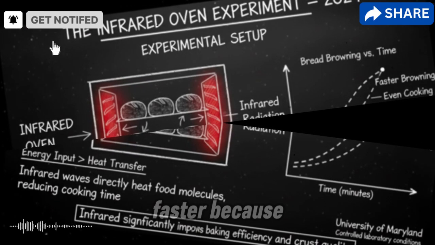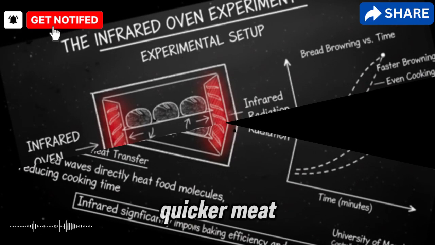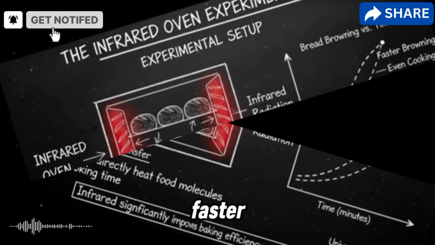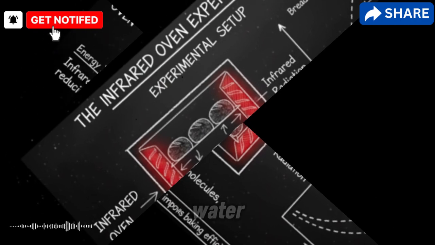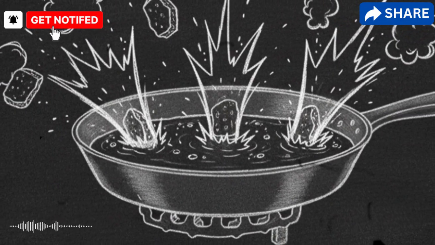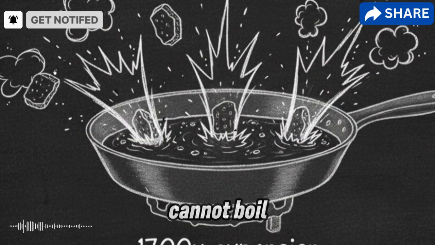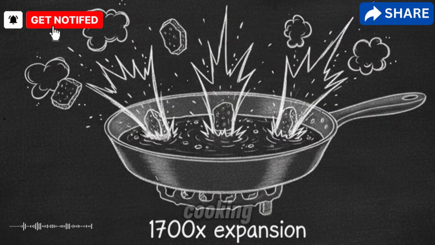Now food cooks faster because everything is hotter. Beans soften quicker. Meat becomes tender faster. So a pressure cooker is really just a clever way of telling water, you're not allowed to boil yet. And because the water cannot boil, it keeps getting hotter, which speeds up the chemistry of cooking.